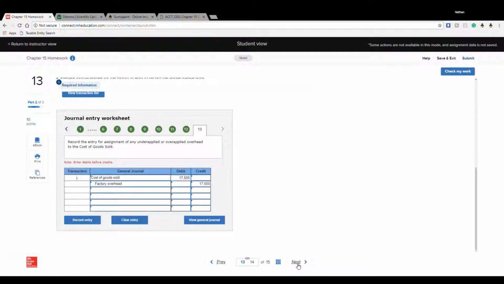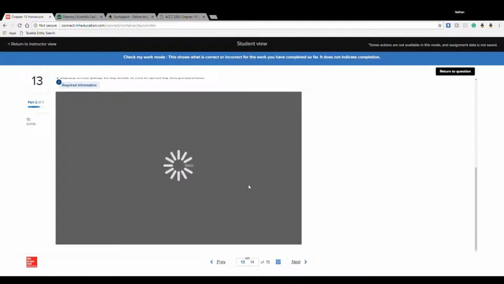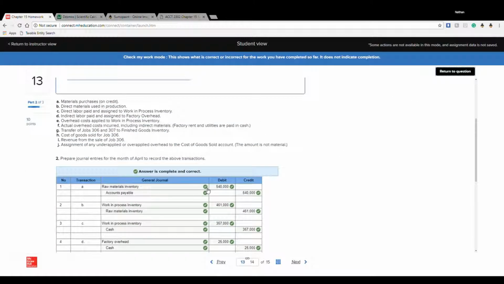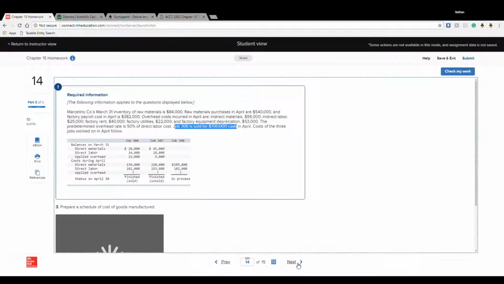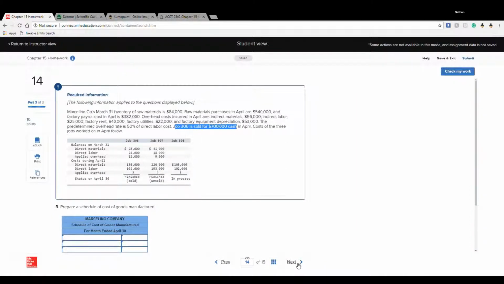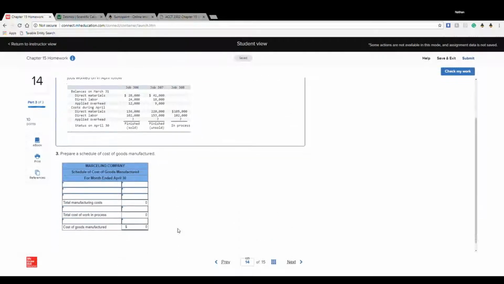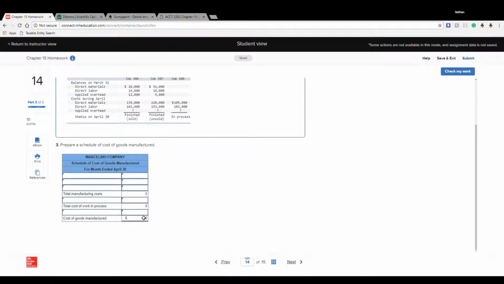Okay, so that's it on question 13. Again, check my work, make sure it says answer is complete. Complete and correct. Cool. So 14 comes around. 14 is our cost of goods manufactured. So again, we want to put in how we get manufactured costs. This is related to chapter 14. So of course we have direct labor, direct materials, and applied overhead.